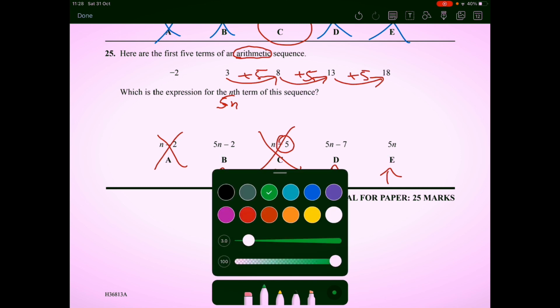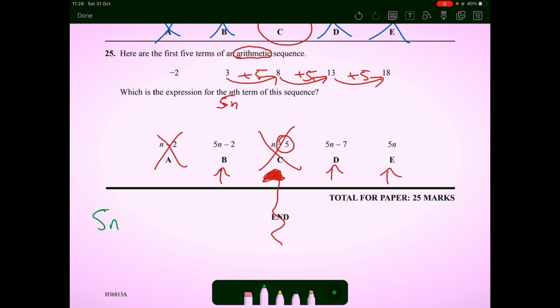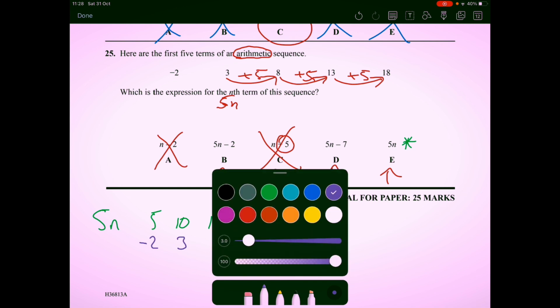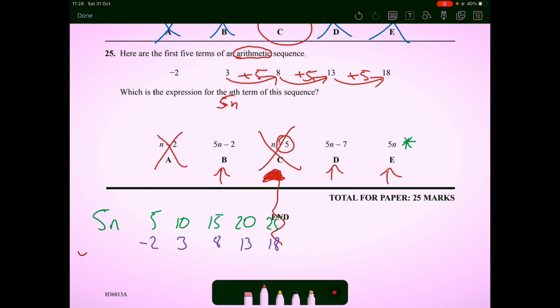What does the 5 times table look like? Well, 5n on its own, which is this one, looks like this. 5, 10, 15, 20, 25. What does the sequence we're given look like? Okay, the first expression is -2, 3, 8, 13, 18. So what we want to be having a look at here is, what adjustment do we have to make to find out this mysterious rule going on here?